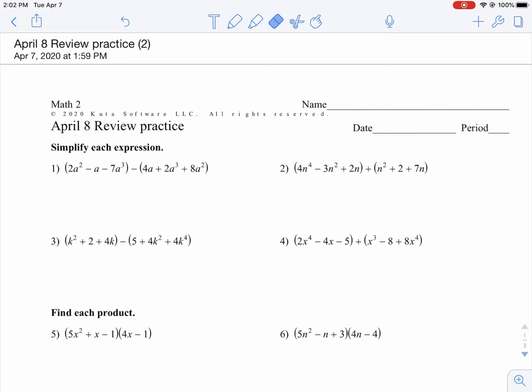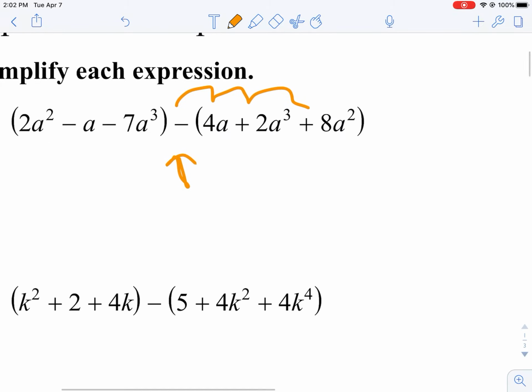So first off, notice that problems 1, 2, 3, and 4 are simplifying. We're either going to subtract our polynomials or add our polynomials. And if you remember, when we're subtracting, this subtraction basically just distributes itself to everything in here, okay? So we can rewrite it. I'll make this a little bigger so it's easier to see.